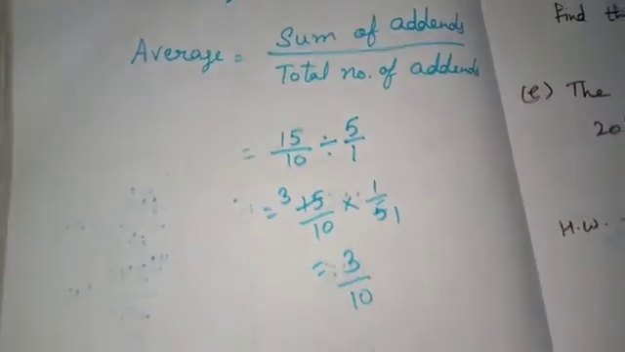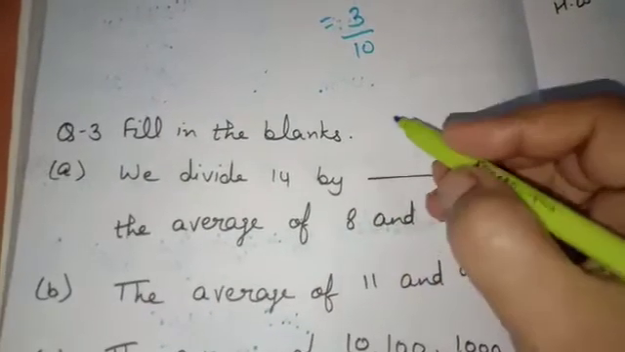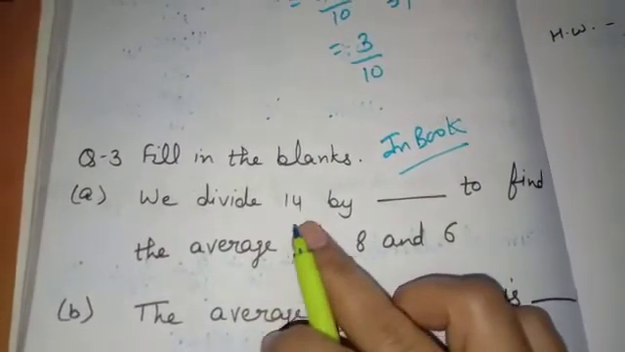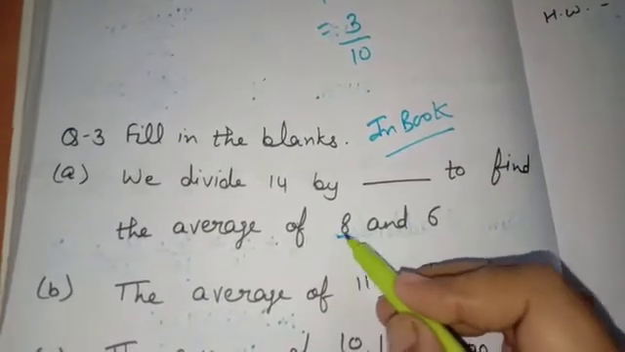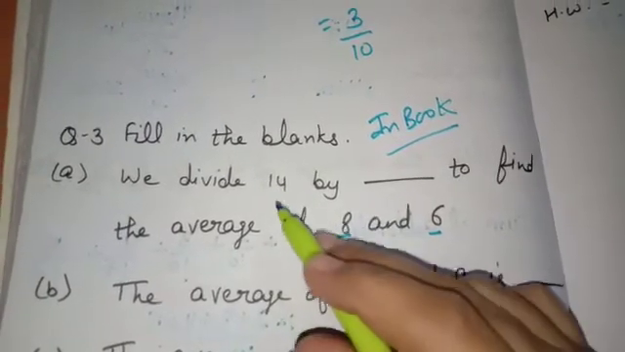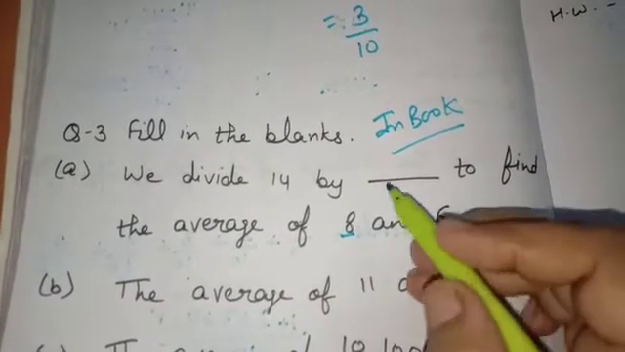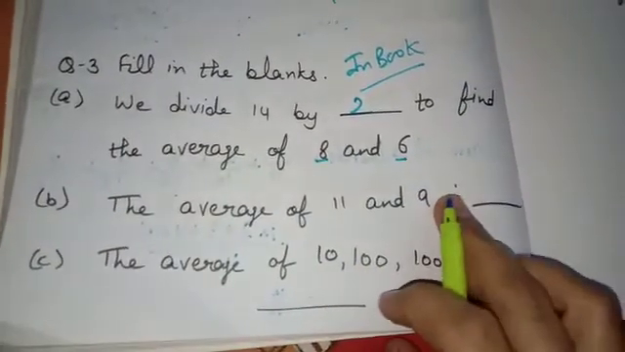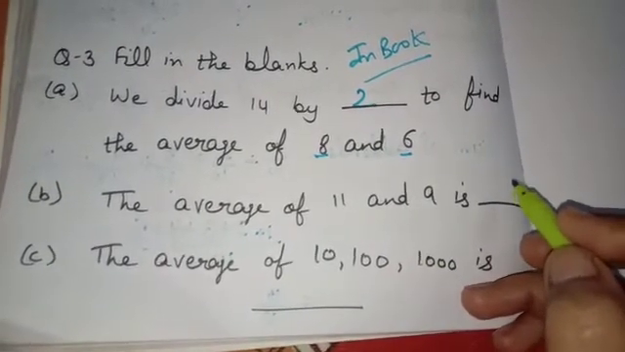Okay. Come to question number 3. This is the fill in the blanks, and we will solve this question in the book only. The first part is, we divide 14 by dash to find the average of 8 and 6. Means the average of two numbers is to be found out. So firstly we will find the sum of addends, which is 14. 14 by what will come? Total number of addends. How many addends are here? 2. Okay. The average of 11 and 9 is, we will find the sum of addends divided by the total number of addends and fill it here.